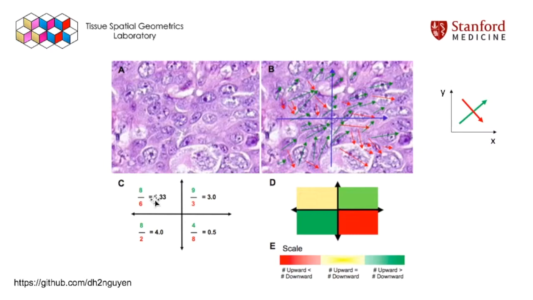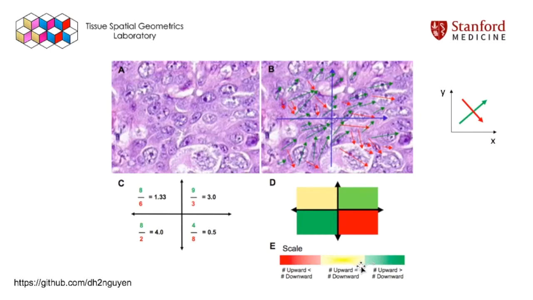Numbers that are larger than 1 mean that there are more green slopes than red slopes in that square. And numbers that are less than 1 mean that there are more red slopes going downward than green slopes going upward. Since this method turns each square into a number, this number can then be translated into a color. In this case, red and green.